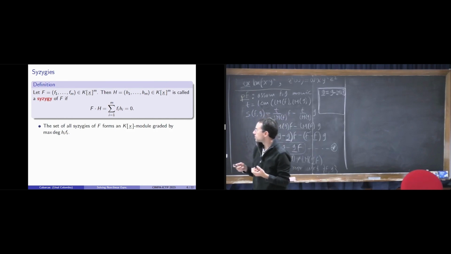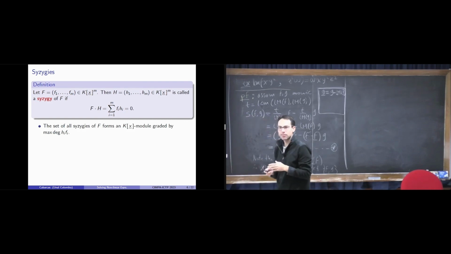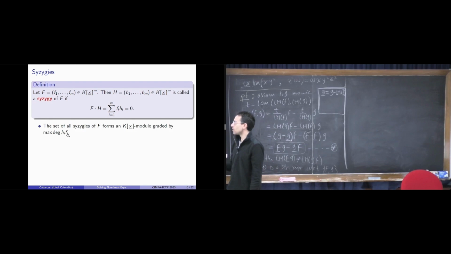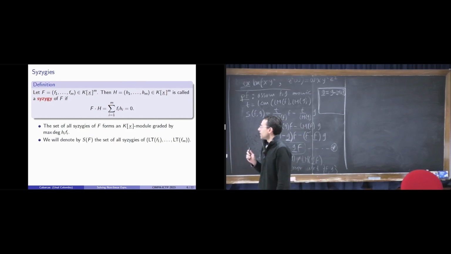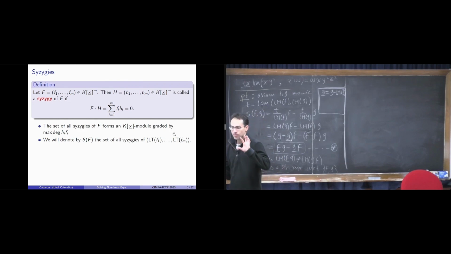The set of all syzygies of F forms a K[x] module, so a module over the polynomial ring. A module is kind of like a vector space, but not necessarily over a field, in this case, over a ring. And it's graded, where the grading is on the maximum of the degrees of the Hi's times Fi's. I'm not going to be talking too much about that, but it's also useful to know that it's graded. We're interested at this point only about the leading terms. So we will denote by S of F the set of syzygies of the leading terms. I'm not interested in syzygies of the polynomials, but only of the leading terms.